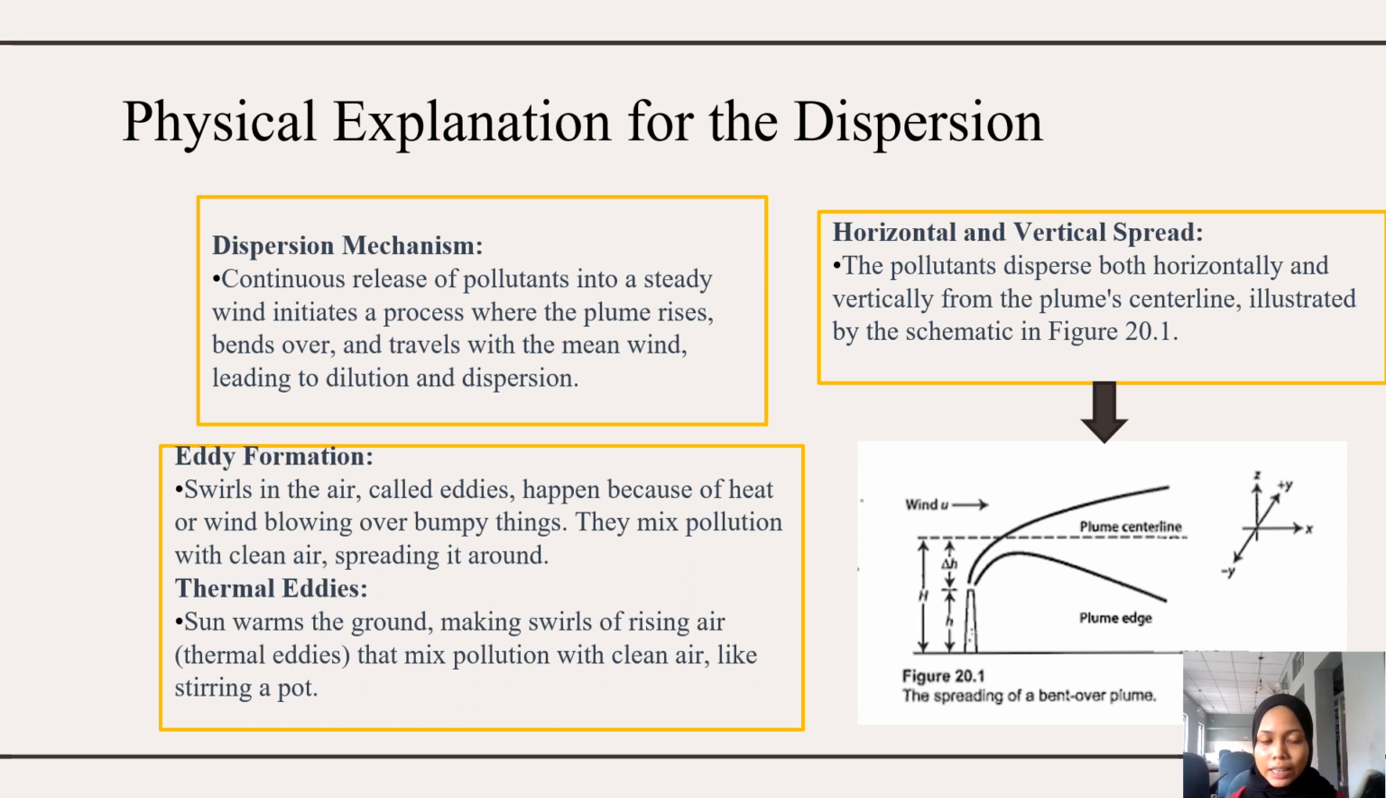And the thermal, of course, when we say thermal, is related to temperature, where the sun will warm the ground and make the pollutants swirl in air and mix with the clean air. And the figure beside here is the horizontal and vertical spread, where it shows that the pollutants disperse both horizontally and vertically from the plume center line.